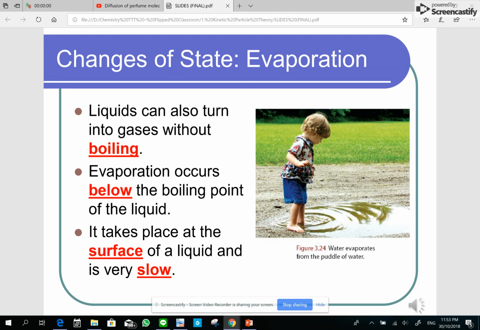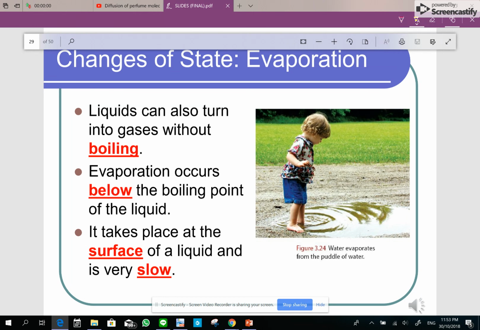Evaporation is a process where, take note, liquids can also turn into gases without boiling. That means they didn't hit their boiling point. In fact, evaporation occurs below the boiling point of the liquid, and it actually takes place at the surface. It doesn't take place throughout the entire liquid. And of course, it is very, very slow.